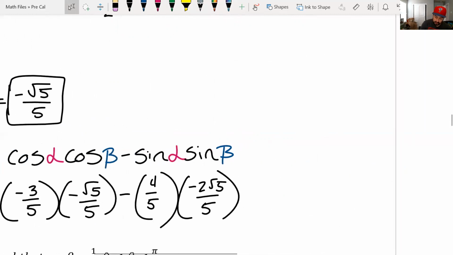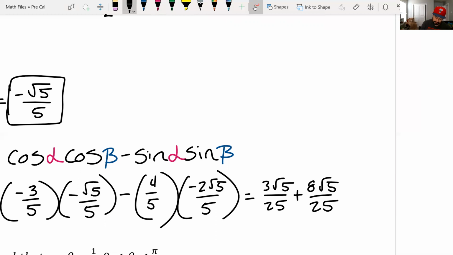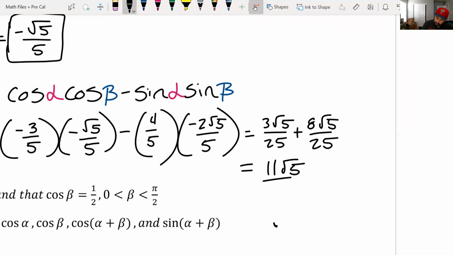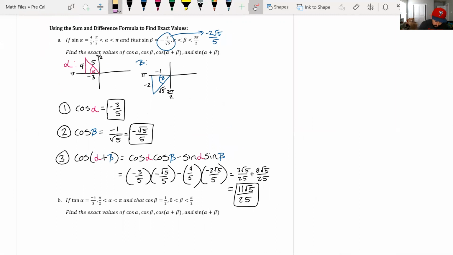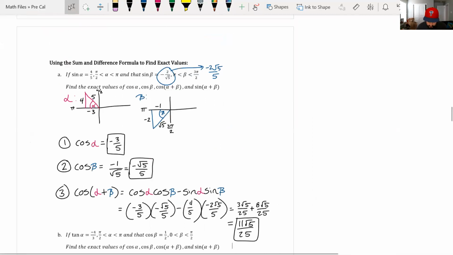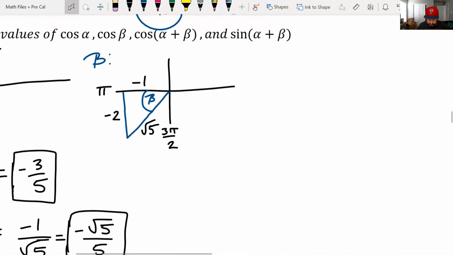Now clean up. We get 3 square root 5/25, and then plus 8 square root 5/25, which combines to 11 square root 5/25. Okay, I kind of didn't leave space for the fourth one, but I can fit it somewhere. I'll fit it up here somewhere. 4 wants sine alpha plus beta.